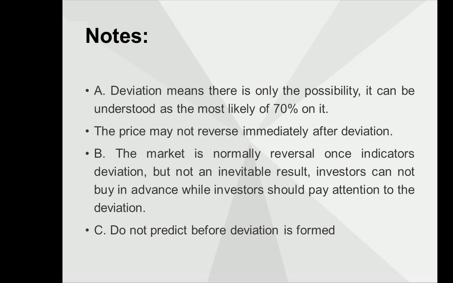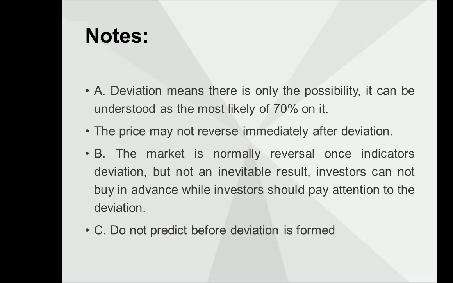So let's see some notes. The first one, deviation means there is only a possibility. It can be understood as most likely, maybe 70%. Not 100%, maybe 70%. Okay, this is the possibility. The price may not reverse immediately after deviation.